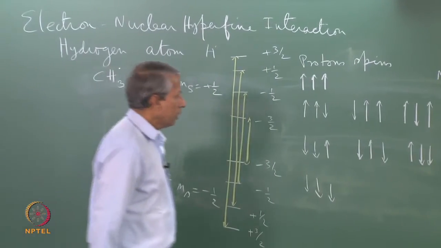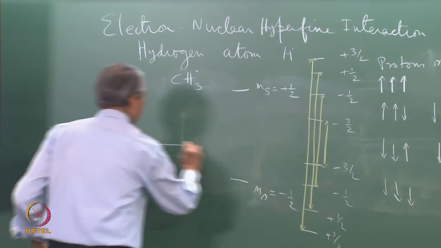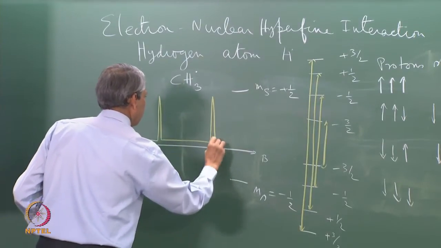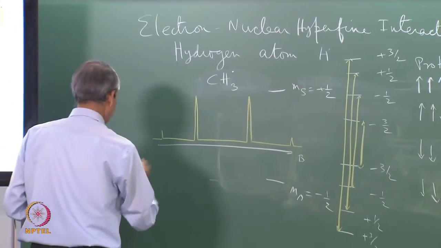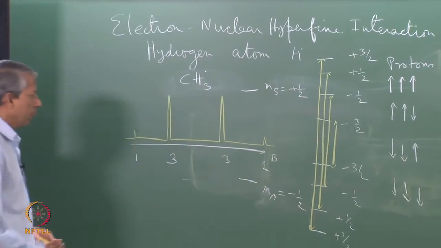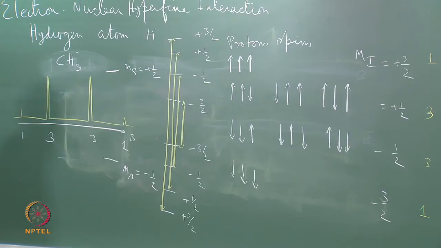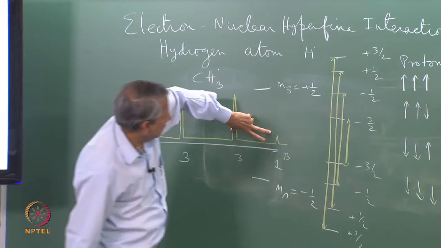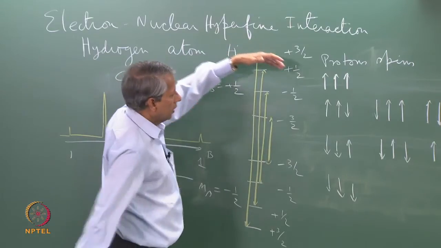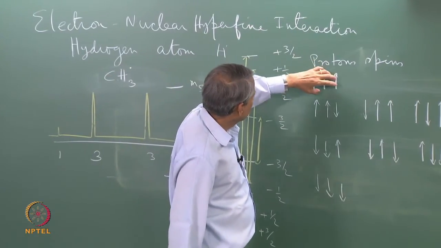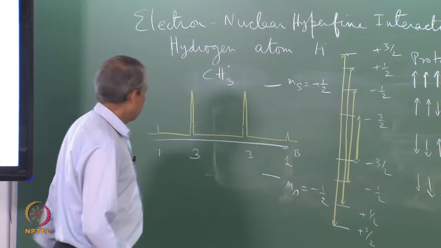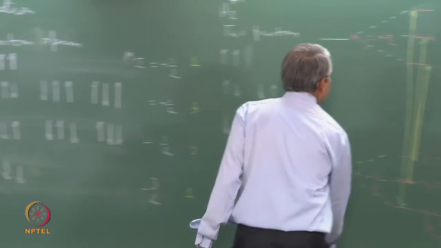So, the EPR spectrum will therefore look like this as a function of magnetic field, with the intensity ratio of 1, 3, 3, 1. So, it gives 4 hyperfine lines, and the energy gap of this will be same as this, will be same as this, because the energy gap between this, this, this is same as between this, this and this, and that in turn comes from the magnetic field that this sort of arrangement of nuclear spin produces at the electron. So, you can see the pattern now. Let us summarize how we can get these various lines and then we will generalize it.